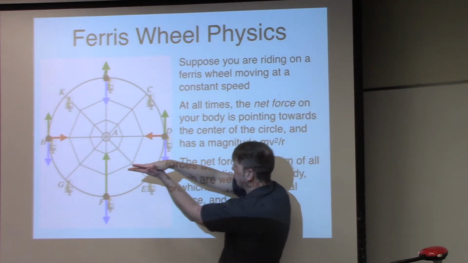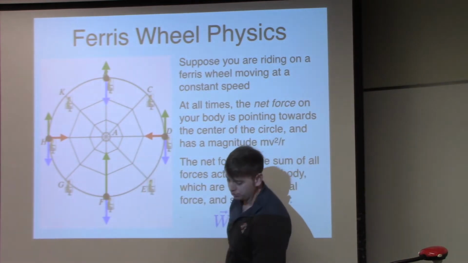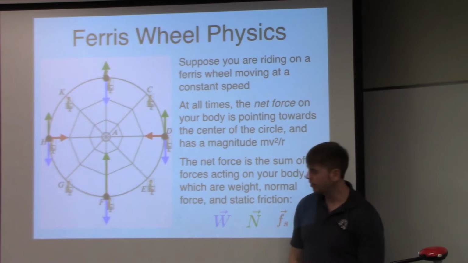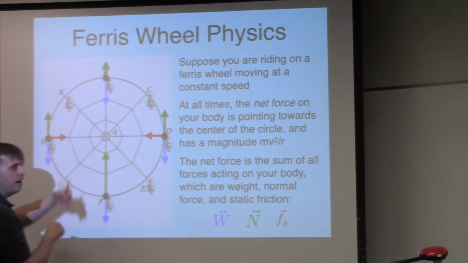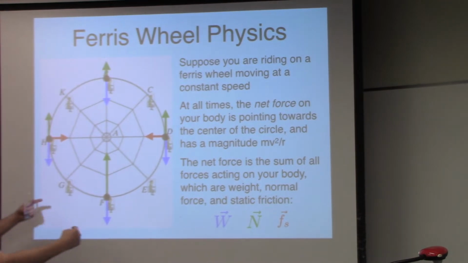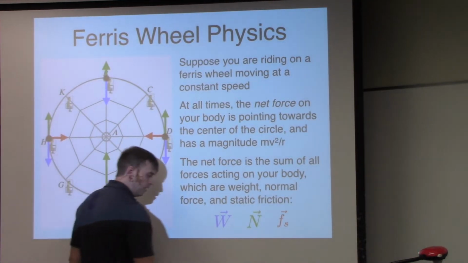This is the force that prevents you from sliding off of your seat like this and keeps you moving in that circle. Okay? And of course, if we're on the other side, the static friction force is pointing this way. At all times, the net force is going in towards the center of the circle. Okay? That's the idea.